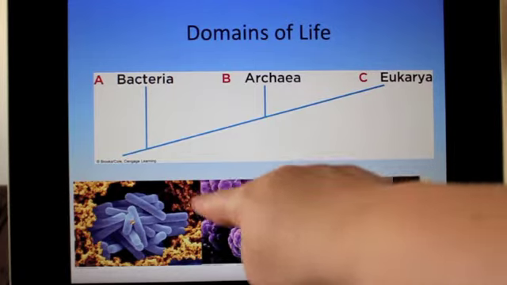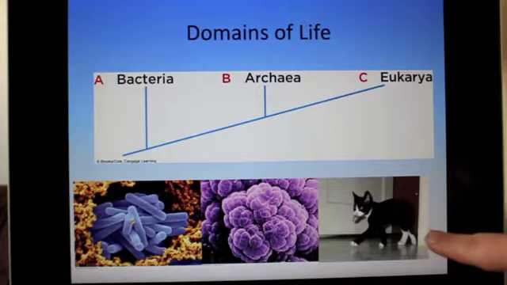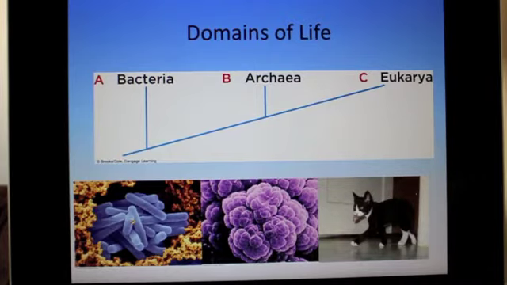There's the bacteria, which are little one-celled critters. This is an example. Then there's archaea, which look about like that. And then there's eukarya. Eukarya is everything from little one-celled organisms that are like paramecia, like we saw in an earlier picture, all the way to cats and to humans. So that's a big bin.